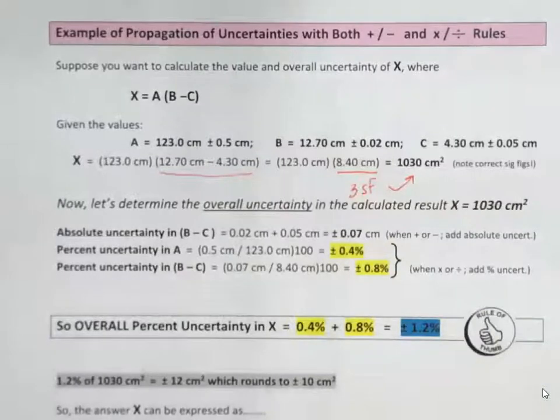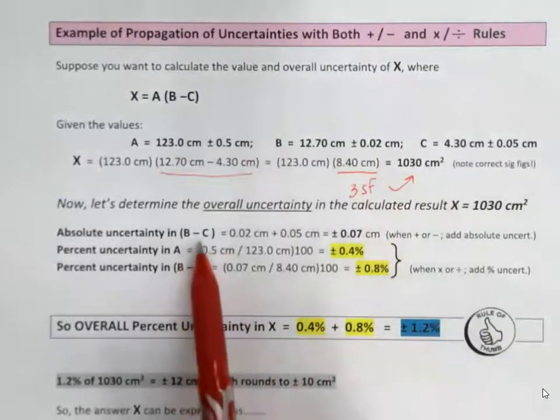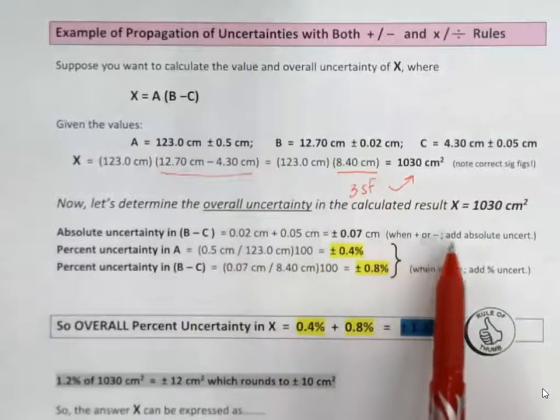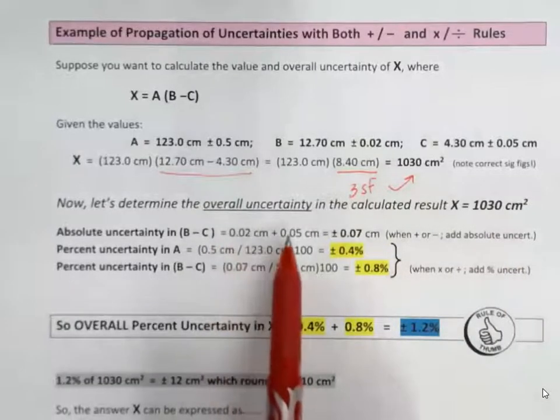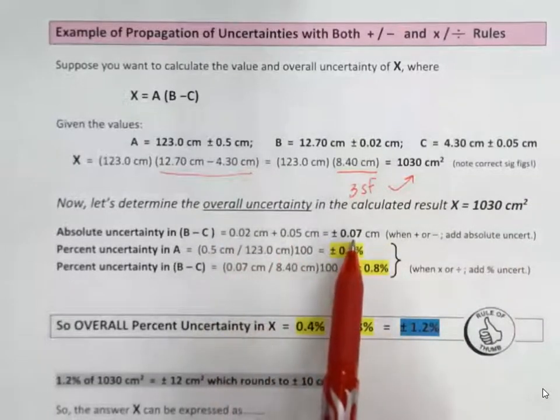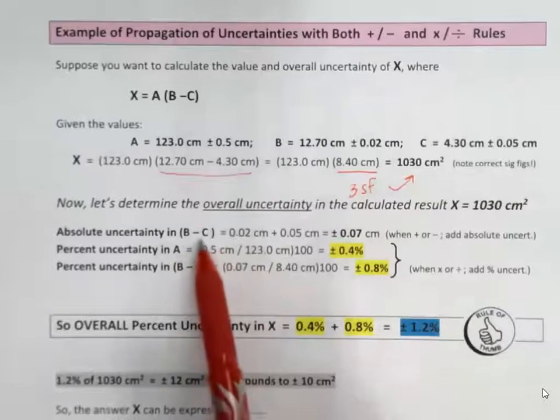So now what we want to know is, what is the uncertainty in the 1030 square centimeters? So you go back to the math that you did. The first thing we did was subtract b minus c. So when you add or subtract, you add the absolute uncertainties. So we take the 0.02 and the 0.05 and we get 0.07 is our uncertainty in b minus c.